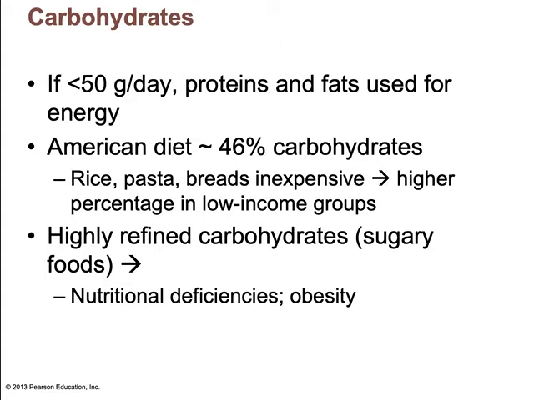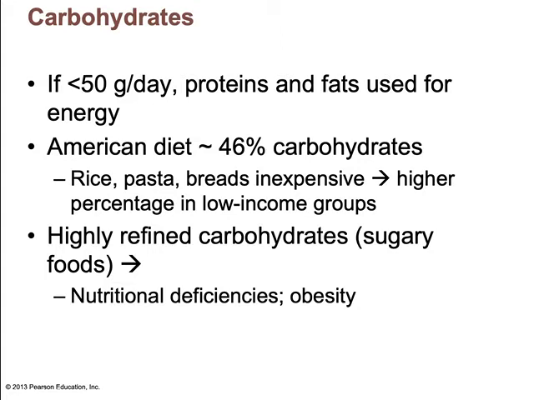The American diet is about 46% carbohydrates that we get from rice, pasta, and breads. Highly refined carbohydrates from sugary foods can lead to nutritional deficiencies and a problem that's rampant in the U.S., which is obesity. And the reason that our diet tends to make us fat is because we have a lot of foods out there that are high in calories and low in satiety, meaning you can eat a lot of calories but not feel really full.